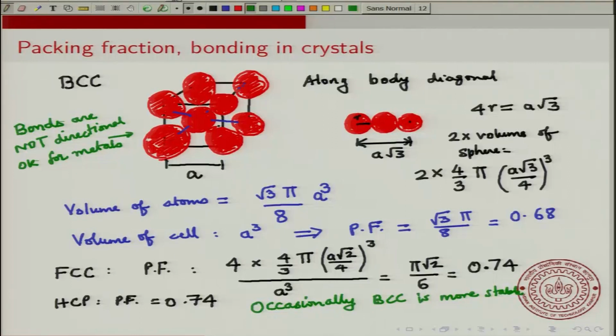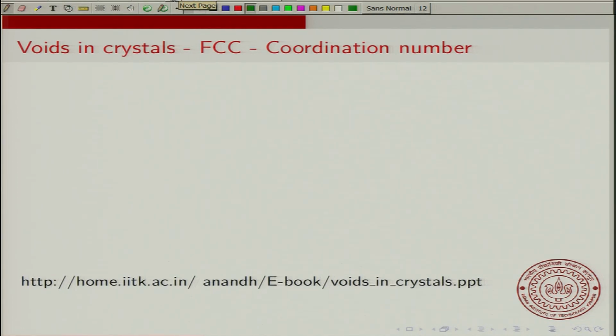We will keep this in mind as we move ahead with the discussion. Next, we will talk about voids in crystals. The voids refer to empty regions in a perfect crystal.